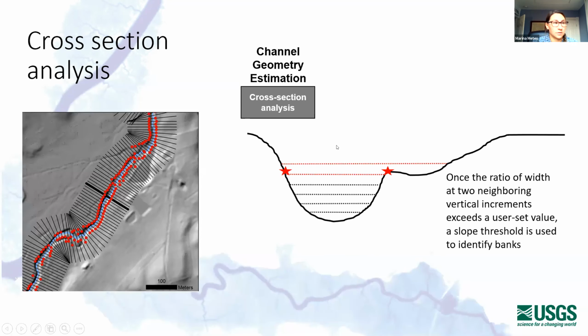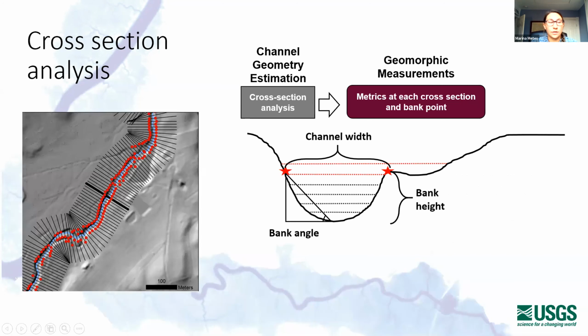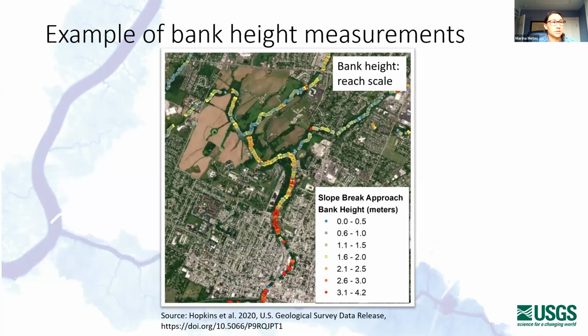If we have, such as in this case, banks at differing elevations, FACET will identify the lower of the two stream banks. Then on the left is showing, at each one of these cross sections, the bank point pairs that are identified. We can calculate various channel metrics with this information, such as channel width, bank height, and bank angle. Here's an example of what this looks like at a small scale, where the red bank points are areas with a much larger bank height, and the blue, green, and yellow bank points are areas with a smaller bank height.